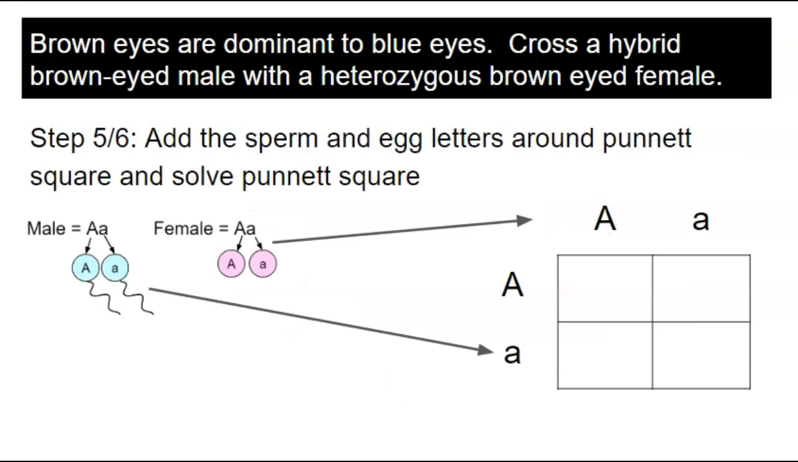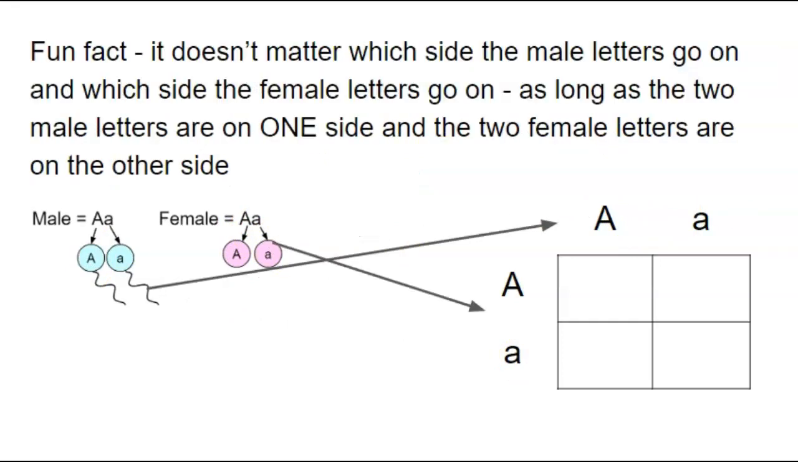Step 5, add the sperm and egg letters around the Punnett square and solve the Punnett square. So here's what's going to happen. I don't care if you put the male or the sperm donor on the top or on the side. You just have to promise me you're going to keep the letters together. So in this case, I have them on the side, 1 letter by each box. And then the female, 1 letter on each side on the boxes. Again, you could switch them, that's fine, as long as you keep the females on one side and the males together on the other side.